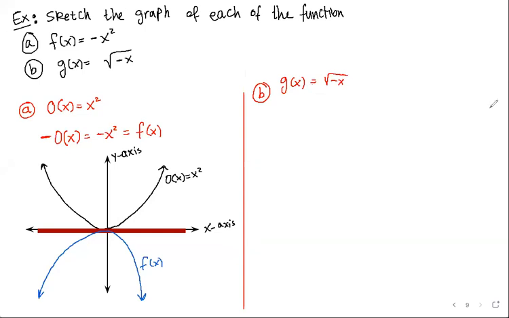Here I get a question. The black, hold on. The black is the reflection. No, the black is the original one. The reflection is f of x, the blue one. Hold on. So this is the reflection. This is the reflection one. Okay. The reflection is f of x equals minus x squared.